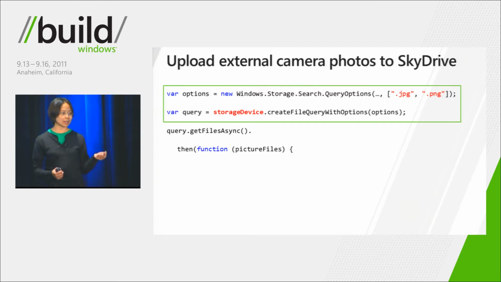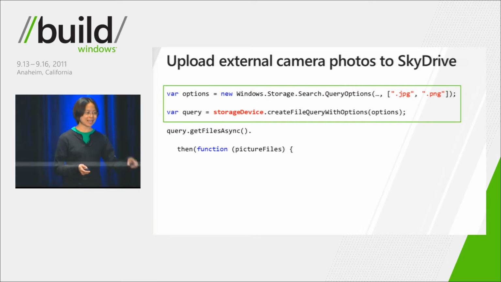So I take those options and create a file query on my device. On the second line, I pass the options to the storage device's create file query with options method. And get files async basically runs the query asynchronously. And you see my completion function, I'm missing a close brace, sorry about that, basically has a list of picture files found.